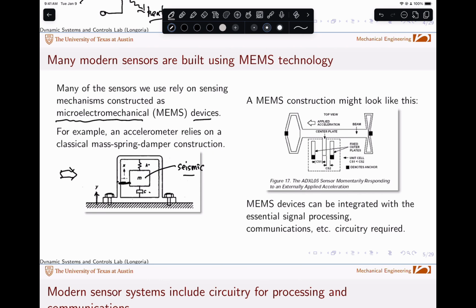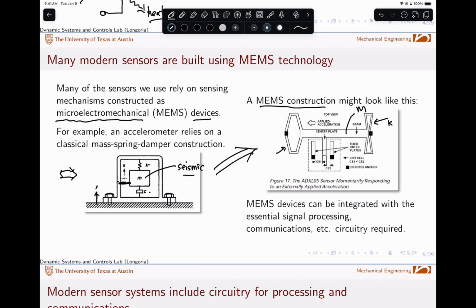Nowadays, so these used to be built quite literally as masses with springs on them. They're bulky then, and some are still built that way. Nowadays, most of them are built using a MEMS construction, and this is one way. Imagine this is a very, very small device built on silicon, and the same idea here is that you can see these structures here are made out of silicon, but they're spring-like. And this whole thing here might be the mass.